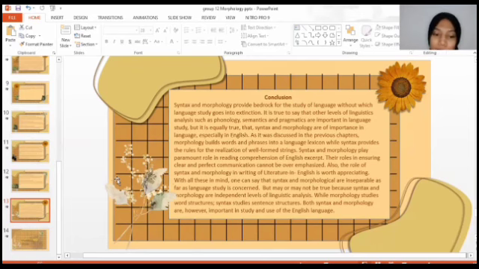While morphology studies word structures, syntax studies sentence structures. Both syntax and morphology are, however, important in the study and use of the English language.